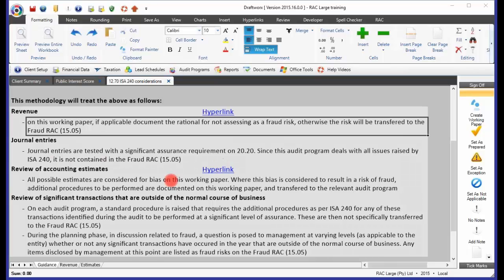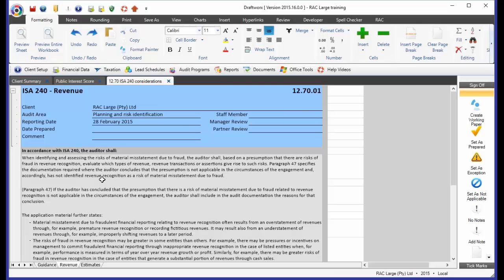Journal entries on this working paper. Sorry, not journal entries, it has got its own audit program, and you'll see it specifying there, and accounting estimates. But you'll see that all we have here is revenue and estimates. Okay, so let's go and have a look at the detail of those sheets, and we'll start with revenue.